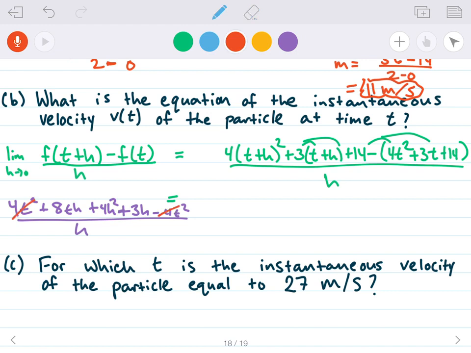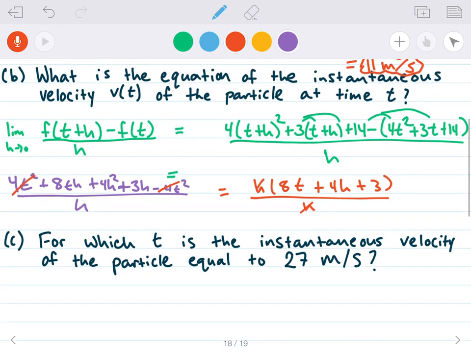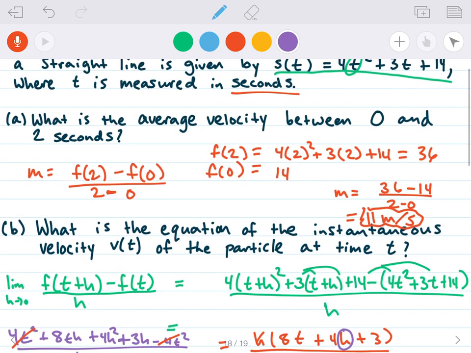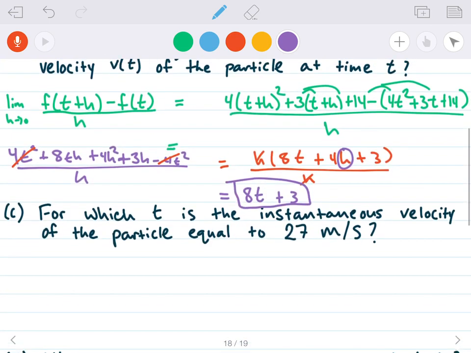And then at this point, I can pull out an h in the numerator. So if I pull out an h, I'm left with 8t plus 4h plus 3 all over h. Those h's cancel. And at this point, I can plug in 0 for h. And so my derivative is going to be 8t plus 3. Okay, so that's my instantaneous velocity. Okay, so there it is.